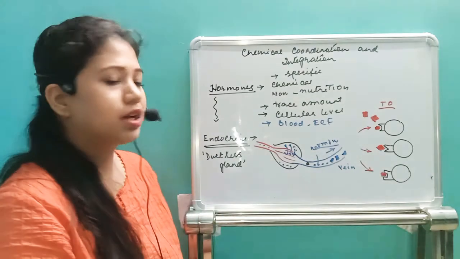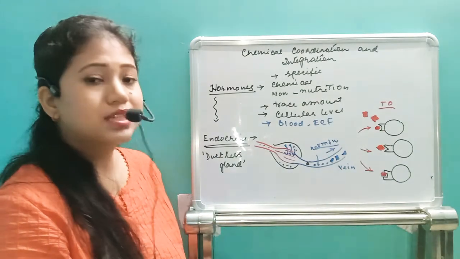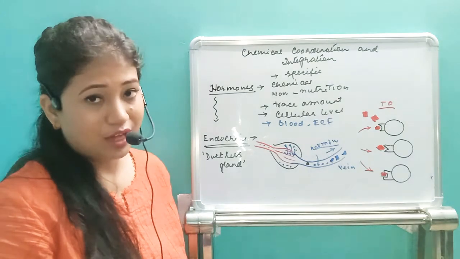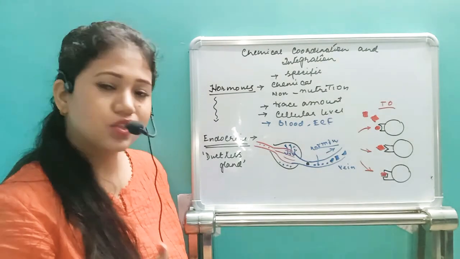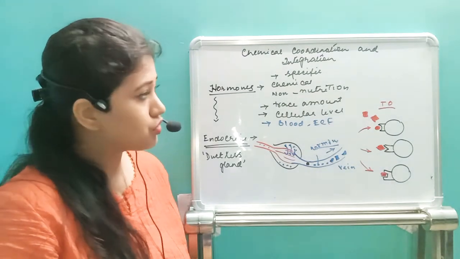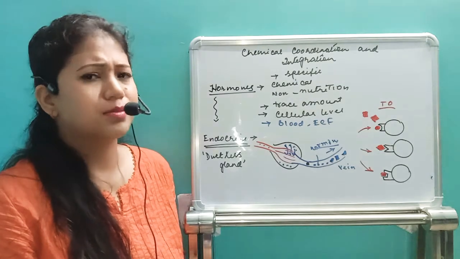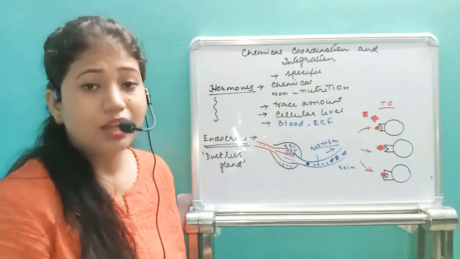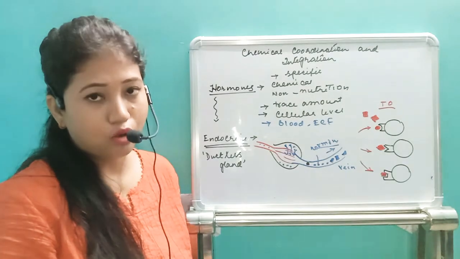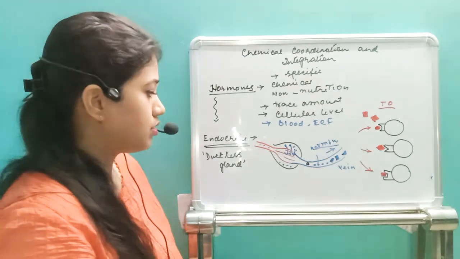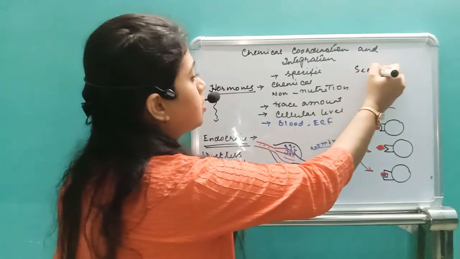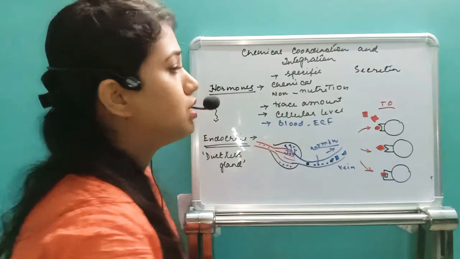So this is about the concept of hormones. Let's see how many types of endocrine glands we have in our body. It's the endocrine glands which produce the hormones. But apart from the endocrine glands, we also have some other organs, like the heart, liver, kidney, and gastrointestinal tract, which also release some hormones. Just remember that the first hormone discovered was secretin. So secretin is the first hormone to be discovered.